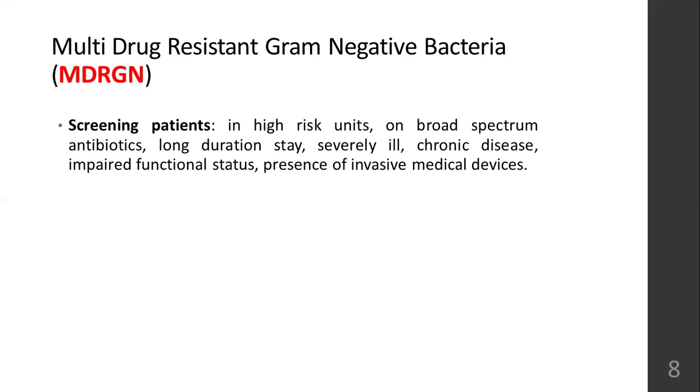All high-risk patients: people who are admitted in an ICU for a long period of time, patients who are on antibiotics for a long period of time, more than 2 weeks, a patient in a critical care unit or a high risk unit for more than 2 weeks, severely ill patients, chronic disease patients, presence of any invasive medical devices like ventilator, central line. These devices are present in the patient's body for a long time. These all are high-risk patients. All of them have to be screened for multi-drug resistant gram-negative bacteria.